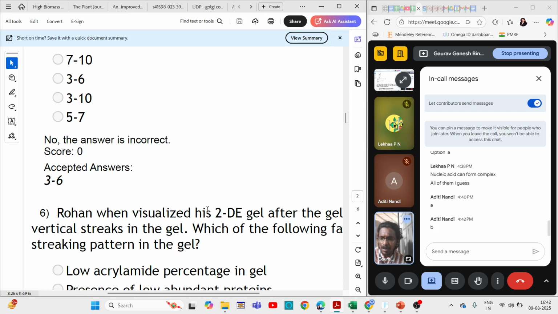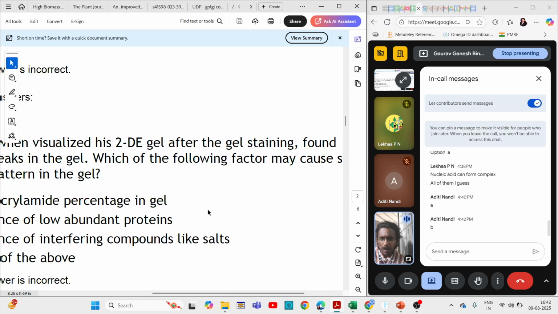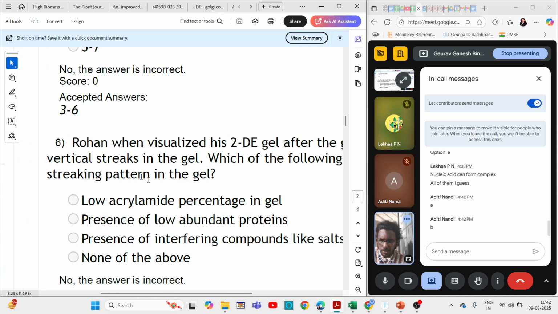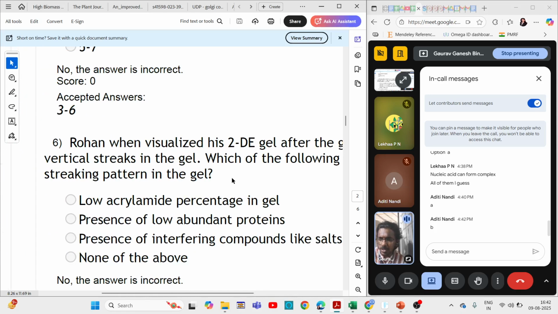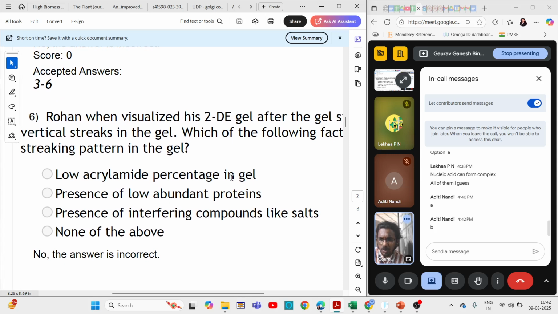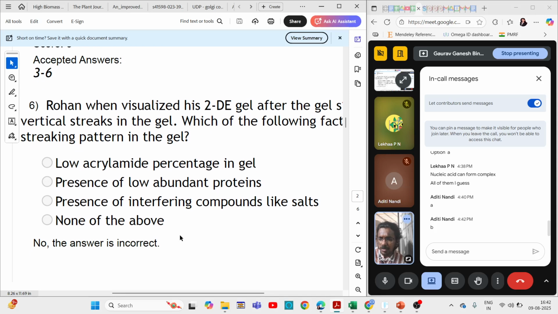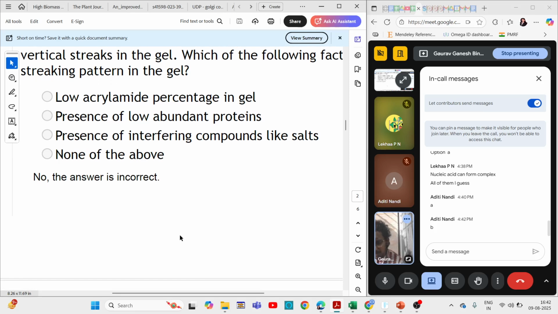Yes. So Rohan, when he visualized his 2D gel electrophoresis gel after the gel staining, found vertical streaks in the gel. We just discussed what can be the possible reasons for vertical streaks in the gel. Which of the following factors may cause such a streaking pattern in the gel? Low acrylamide percentage, low abundant proteins, presence of interfering compounds like salts, or none of the above. Yes.